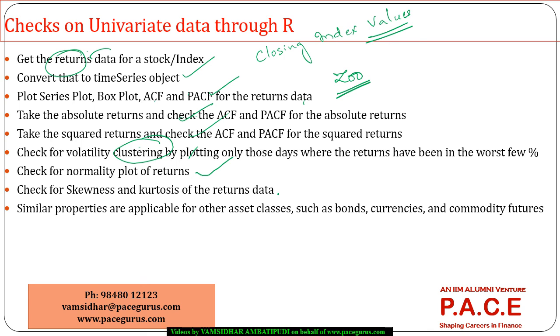Now, whatever properties we have observed till now are nothing specific only to stock markets and the stock prices or the index prices alone. Almost all the other asset classes like bonds, currencies, commodities, futures, all these kinds of things exhibit more or less similar relationships. So we need to understand the patterns of the univariate data so that we can take care of the risk management aspects of the data appropriately.